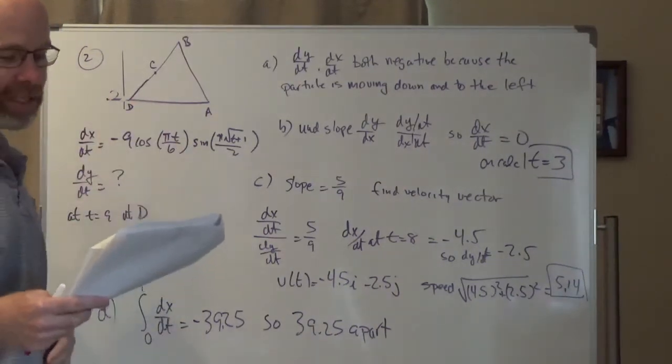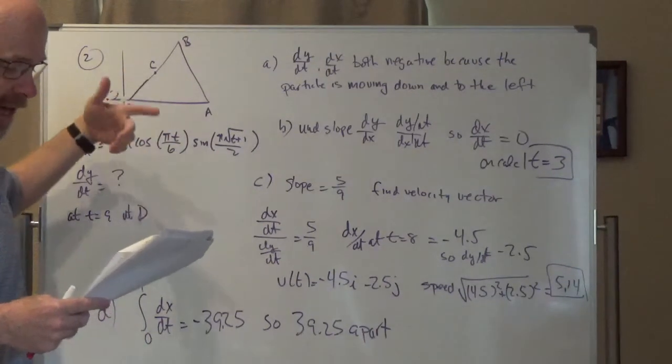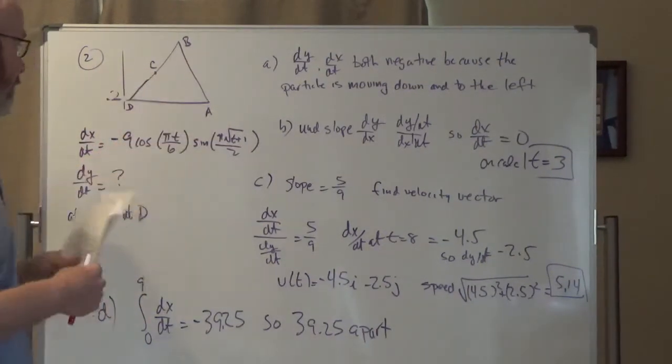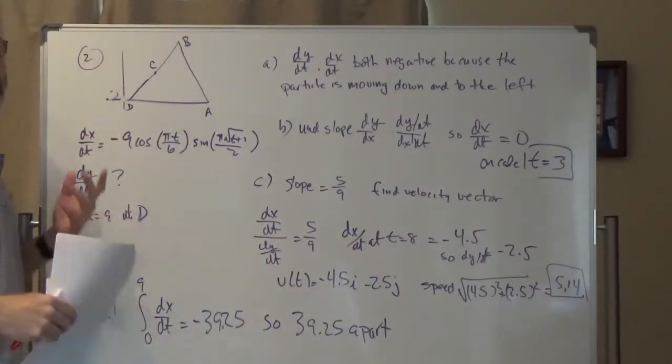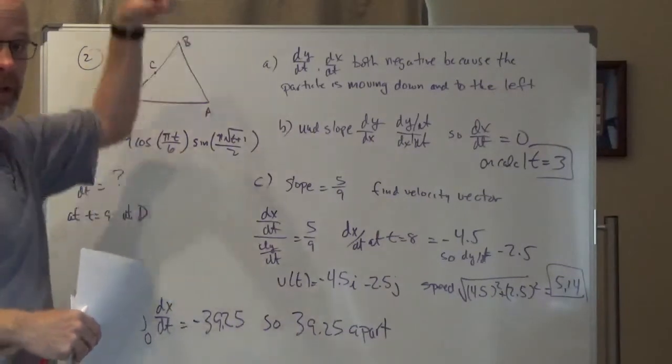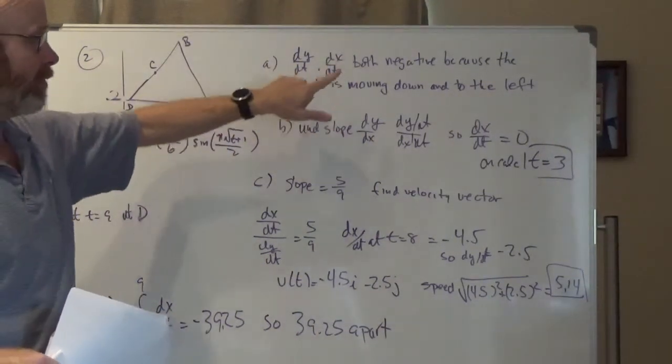So the first question says, at point C, are the rates positive or negative? dy/dt, dx/dt, give a reason. So this thing's going from here to here, which means it's moving to the left, it's moving down, so both of the rates have to be negative. X is going to the left, y is going down, so both rates are negative. So negative rates because it's moving down and to the left.